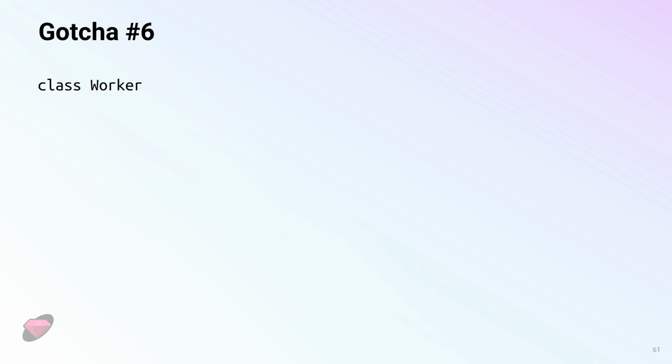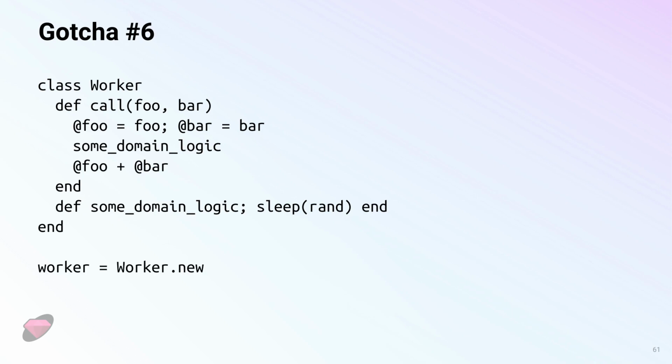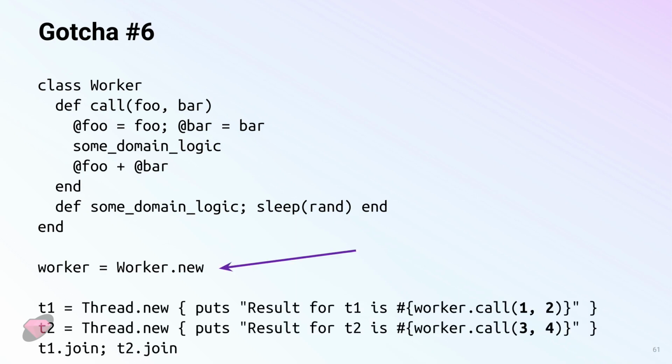Okay, number 6. If you have some worker class that creates some arguments and then stores those arguments as state, and then at the end does some computation and then returns the value. And let's say that for the domain logic here, I'm just using a sleep. And if you use one worker object and you use it for 2 threads, and let's say you call with different arguments. So on the first one, the result should be 3 because it's 1 plus 2. And the second one, the result should be 7 because it's 3 plus 4.